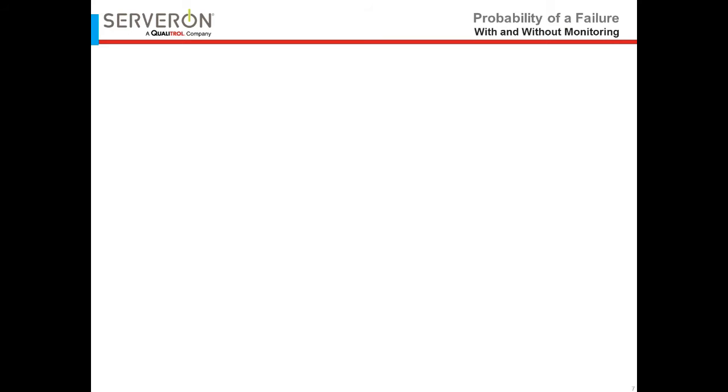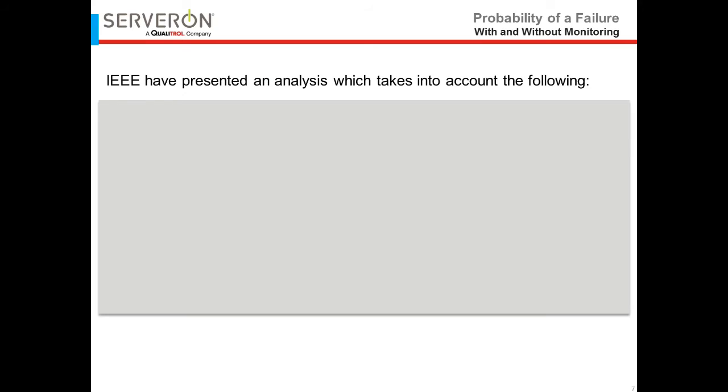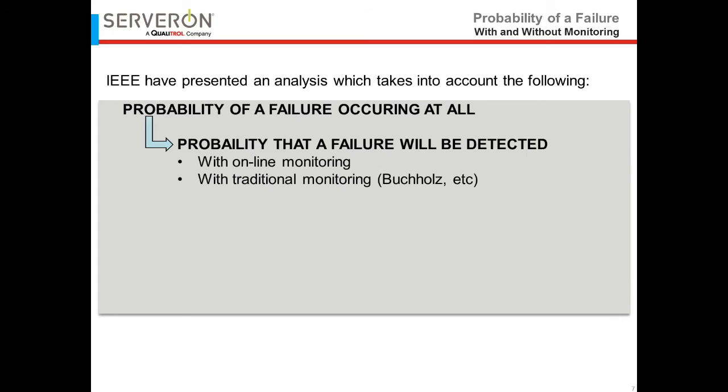So as mentioned before, IEEE C57.143 is the basis of this analysis. And this is how they have approached calculating the probability of a failure occurring with and without monitoring. So first of all, you need to consider the probability of a failure occurring at all. And then in that context, you need to work out the probability that a failure will be detected, either with online monitoring or with traditional monitoring. And not all failures will be detectable.